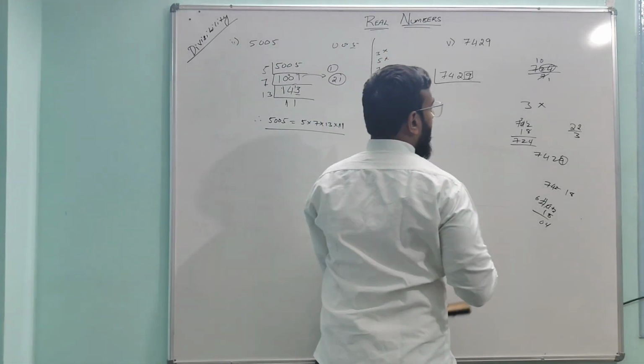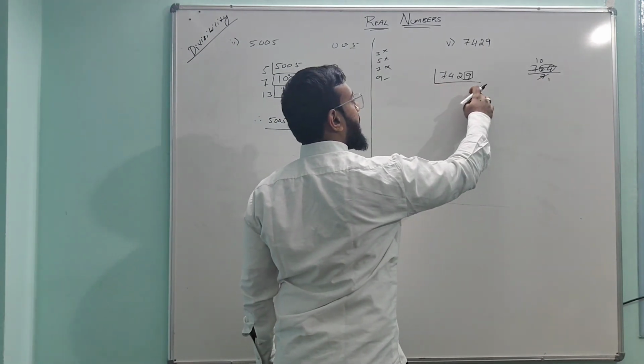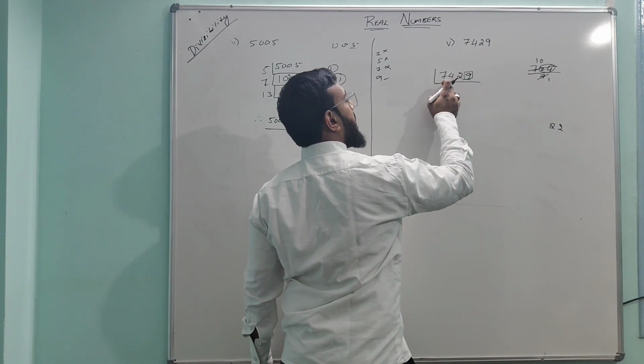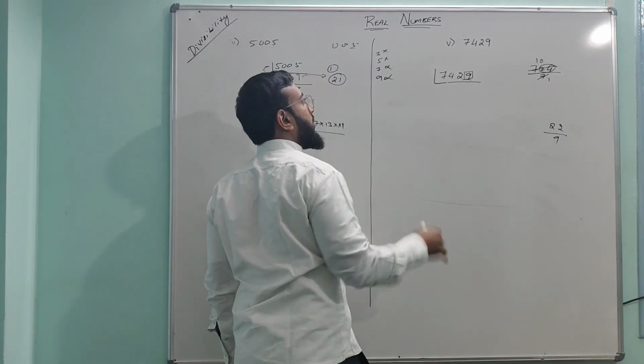Then we'll check with 9. How to check with 9? Add up all the digits: 7 plus 4 plus 2 plus 9. 9 plus 2 is 11, 11 plus 4 is 15, 15 plus 7 is 22. But 22 is not divisible by 9, so it is not divisible by 9 also.